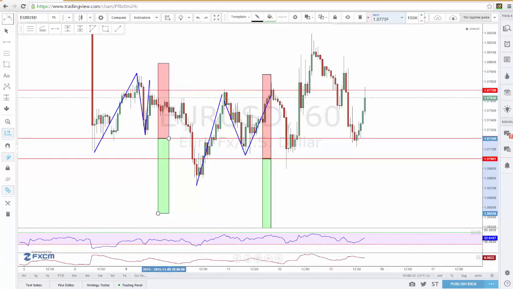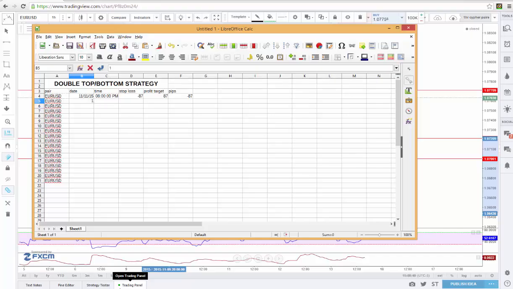This trade was on 11/09. So we come in 11/9. Loss of 77. 77 was our target, and we actually lost 77 pips. The time on this trade was 5 o'clock.